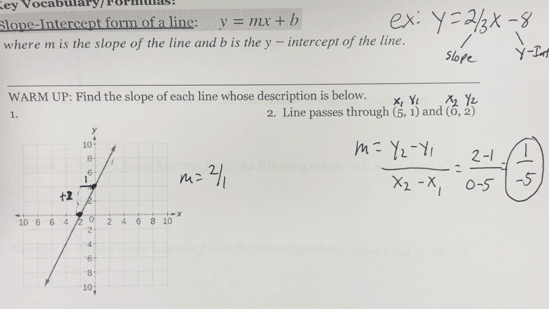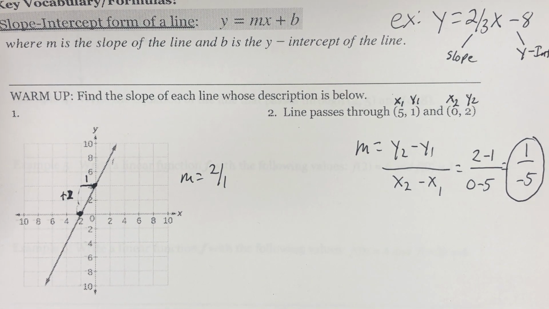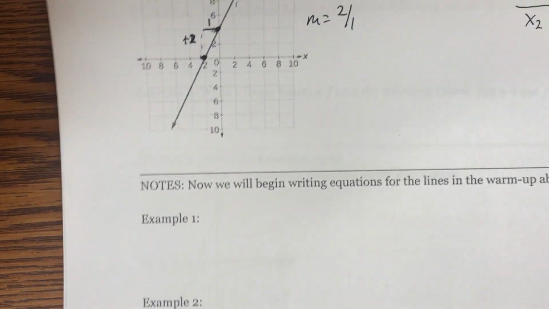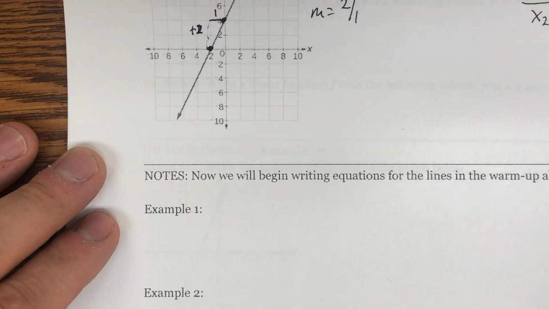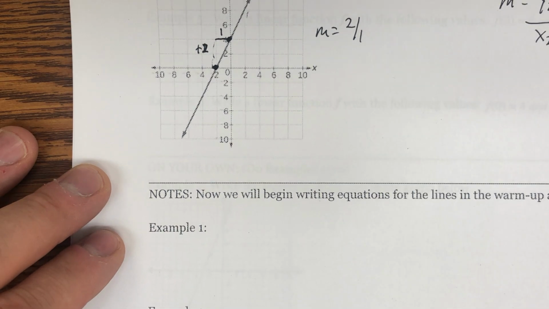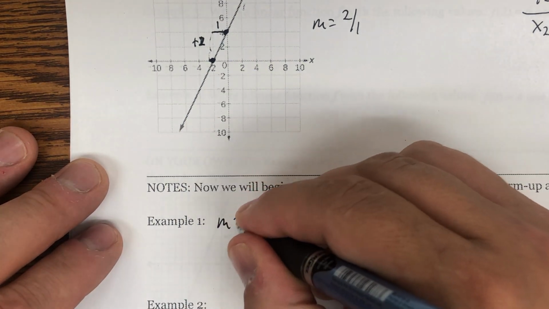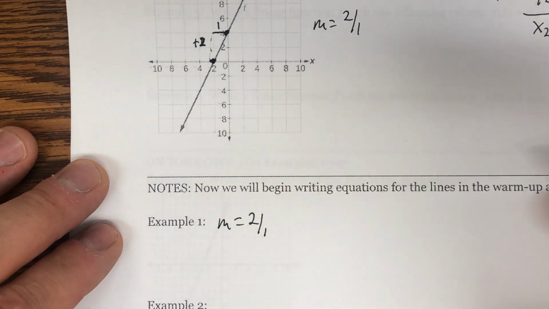Okay, so now writing the equations for those lines that we had above. In order for us to write the equations of these lines, we need to know 2 things. We need to know the slope and we need to know the y-intercept. So for example 1, we already found the slope. M is equal to 2 over 1, or 2. I don't care how you write it. I'm going to leave it as a fraction.